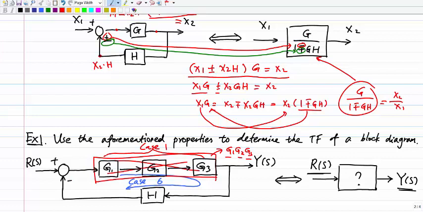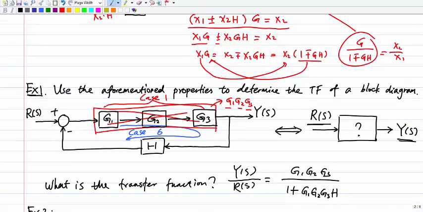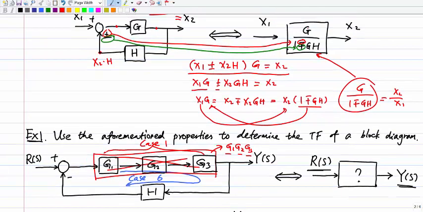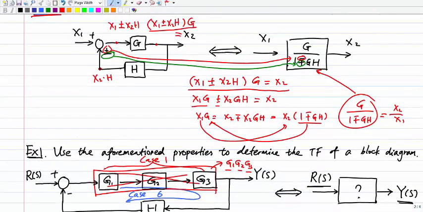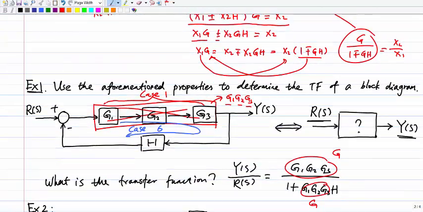Of course, this is negative, so it becomes plus according to the relation over here. So the transfer function Y(s) over R(s) is G1G2G3 divided by 1 plus G1G2G3 times H. The only difference here is that I replace G by G1G2G3. You suppose this is G in my case number 6 over here. So this can be equivalently written as G1G2G3 divided by 1 plus G1G2G3 times H. That's it. Okay, so this is a simple example.